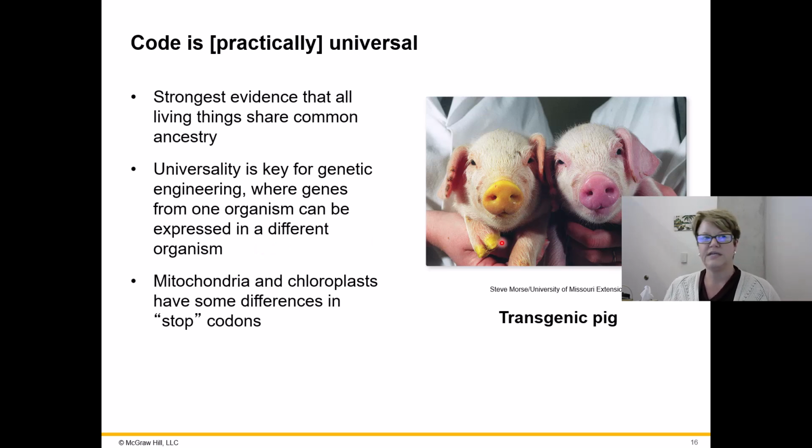So this has made all kinds of things possible, right? So it's important that the code turned out to be universal. If every organism had a different code, then you would never be able to transfer genes between organisms and expect to get the same protein produced in them.